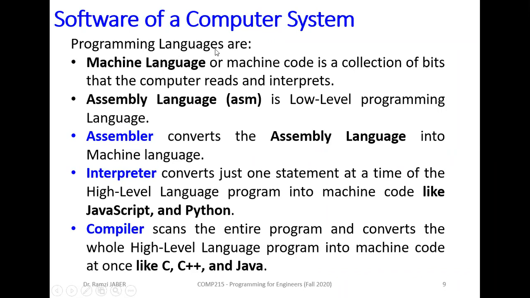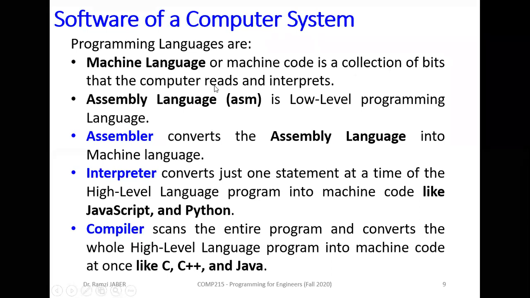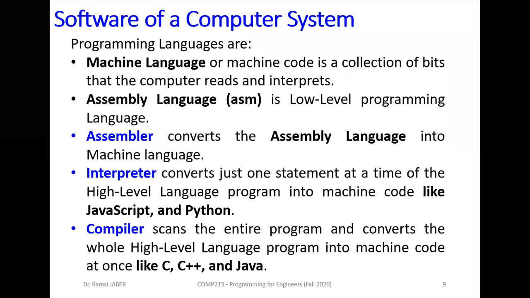There are two types of programming languages. Low-level programming languages are like assembly language and machine code. Machine language is a collection of bits that the computer reads and enters, zeros and ones. Machine language is at the hardware level, the CPU level, the RAM level. They connect with each other via ones and zeros, 110, 011.